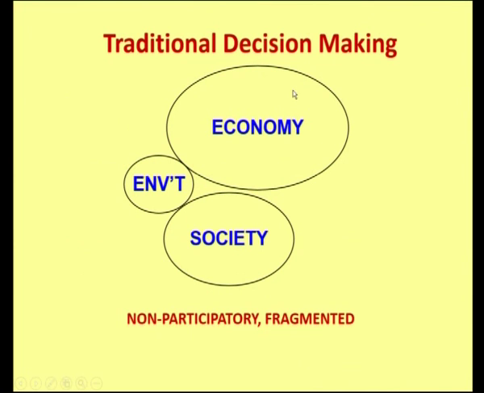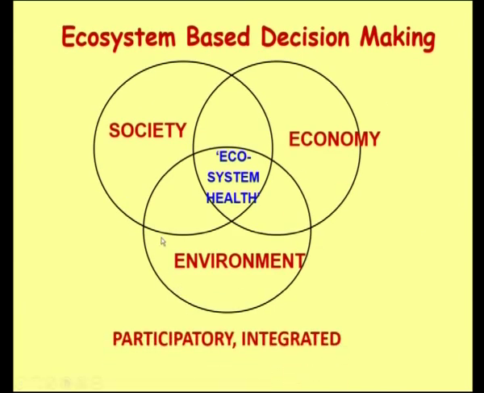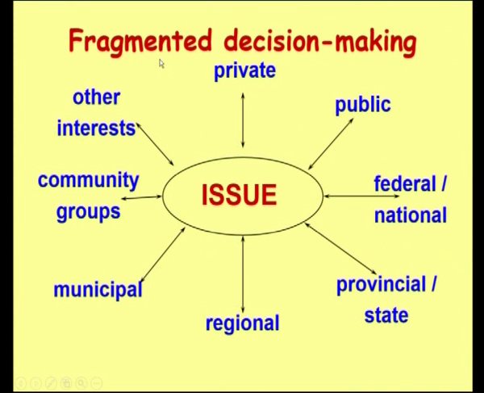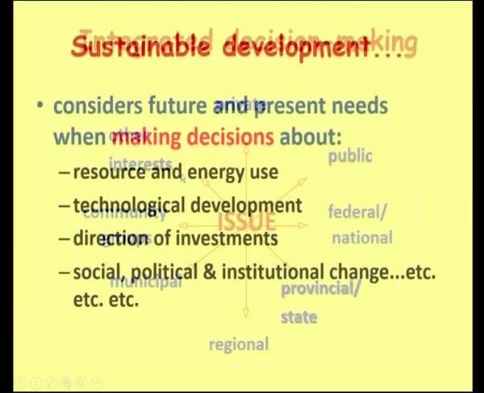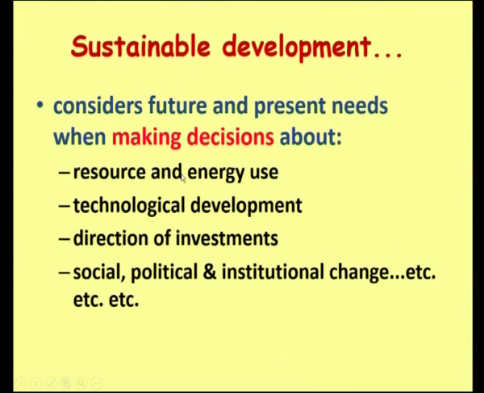And this is the traditional decision making process. The economy is given more importance, and the society and the environment, it is non-participatory and fragmented. And in the ecosystem based approach, all are equal, society, economy and environment, and it is participatory and integrated. That means, they are integrating all together, and therefore, it is giving ecosystem health. And in fragmented decision making, all the stakeholders are pulling the issues apart in their own direction, the municipal, regional, provincial, federal, public, private, etc. And in an integrated approach, the same issues are there, but all are coordinating together, and therefore, it is yielding better results.